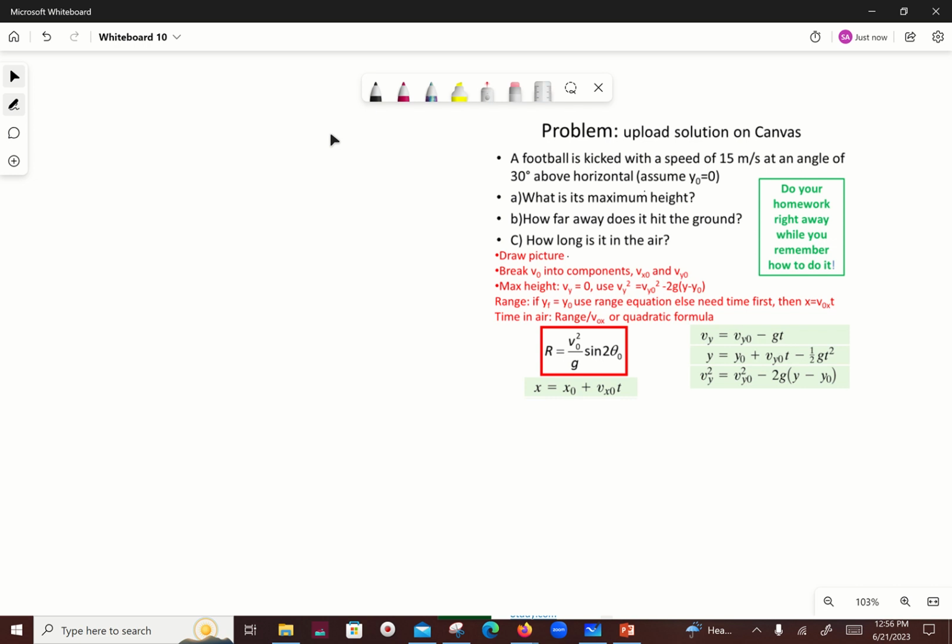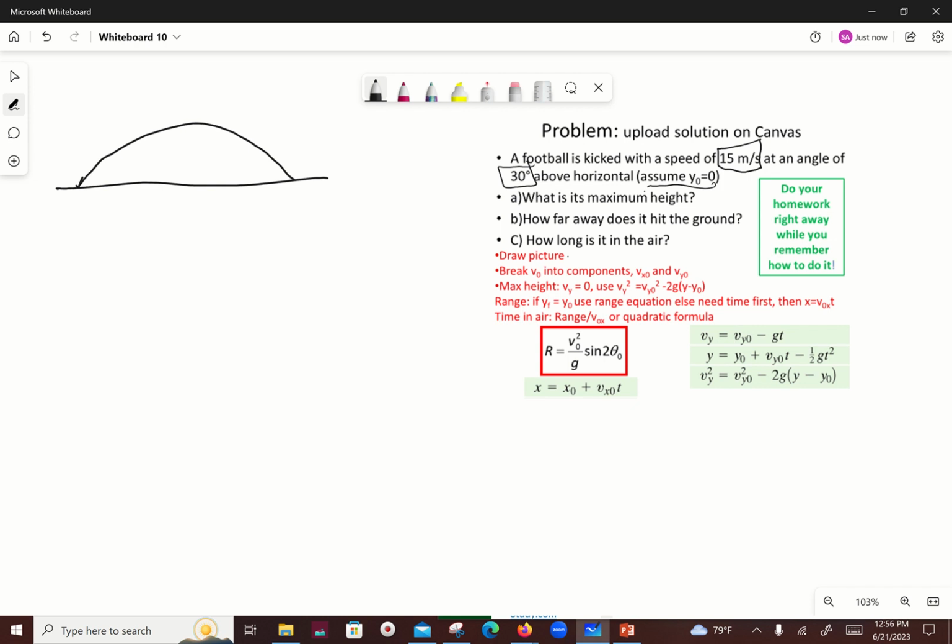So we look at the problem and we pull out all the numbers. So speed 15 meters per second, that's the V0, at 30 degrees above horizontal, that's theta 0, and they tell us y0 is equal to 0. So start off, always the first thing we do is draw a picture. In this case, it's easy. The ball is kicked from the ground, goes up, and lands at the same height.